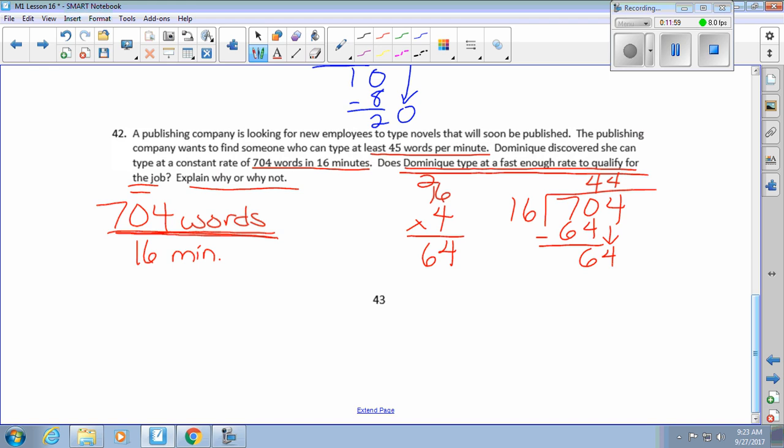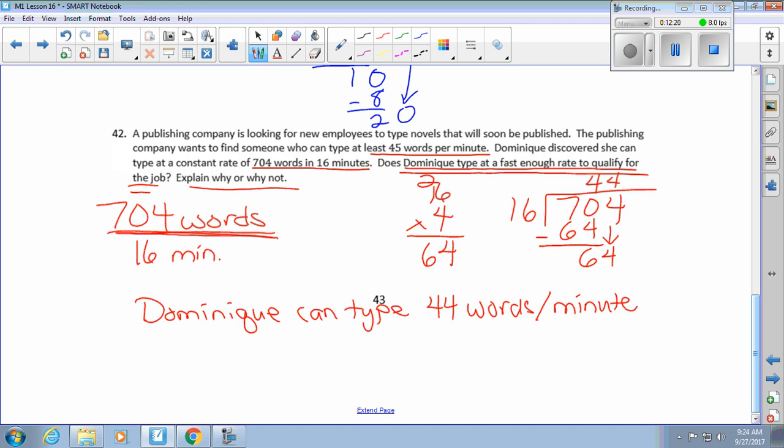So, we're going to write Dominique can type 44 words per minute. Now we have to decide, are we hiring Dominique? Does she qualify for the job? Can we hire her if she can type 44? No, a lot of kids are shaking their head no. So she does not qualify for the job.